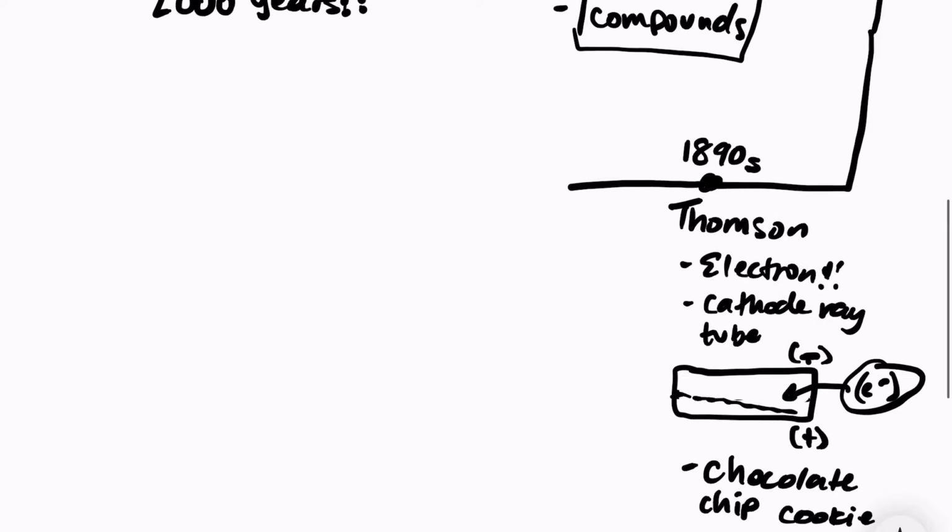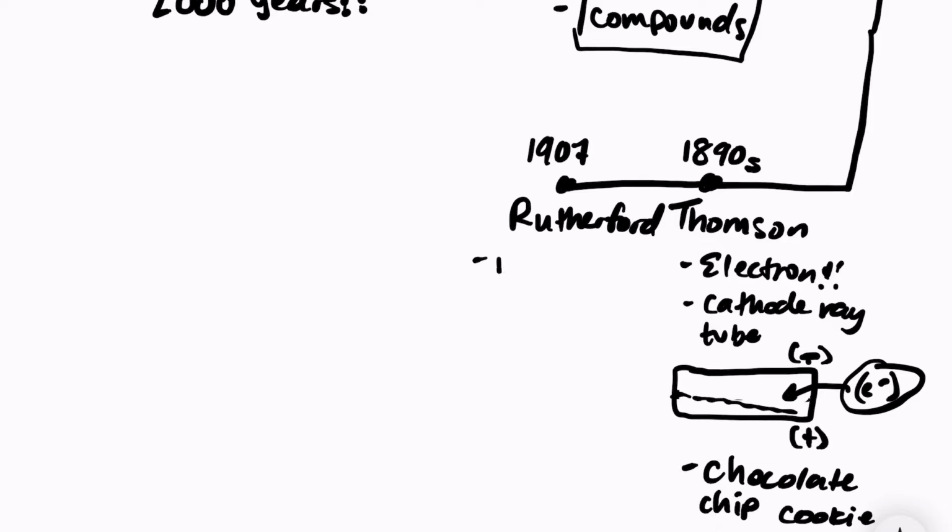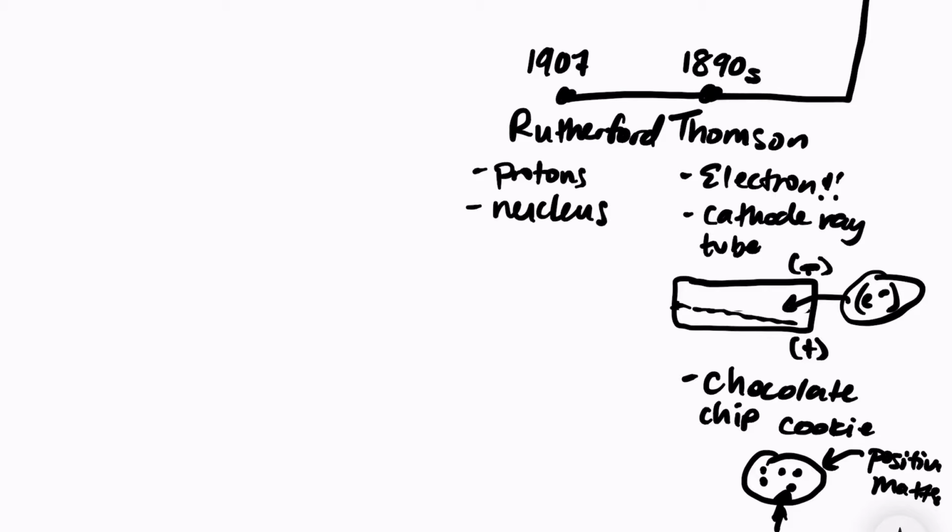A few years after Thomson's experiments, Rutherford came onto the scene. In the early 1900s, around 1907, Rutherford actually discovered protons and the nucleus. What Rutherford did was he shot positively charged particles at gold atoms. If the atom looked like Thomson's model, those positively charged particles should just pass right on through because there's not a dense positively charged area in a chocolate chip cookie. All of the positive matter is just equally spread out, and there's some electrons here and there. But overall, positively charged particles should just flow right through that matter.